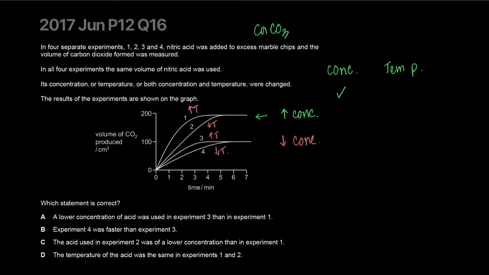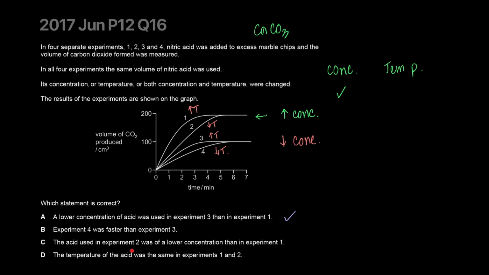Which statement is correct? A lower concentration of acid was used in experiment 3 than in experiment 1. Okay, well, we have our answer. Kind of disappointing because I'm not too excited about the rest of the options. Experiment 4 was faster than experiment 3. No, it wasn't, right? Look at it. 3 finished at the 4-minute mark, whereas 4 finished at the 5.5 mark, so it wasn't faster. It's the other way around.